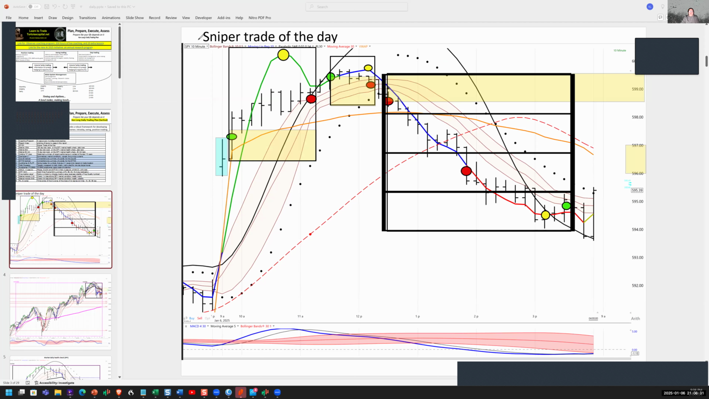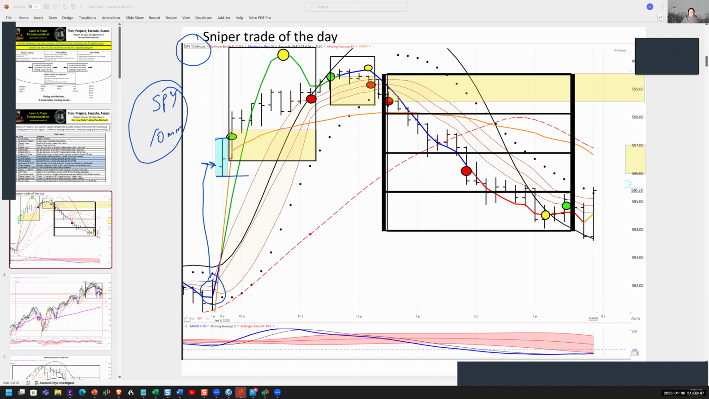So this is SPY, 10-minute chart. Yesterday's close, big gap up. 10-minute high and low by the 10-minute breakout, standard risk box.